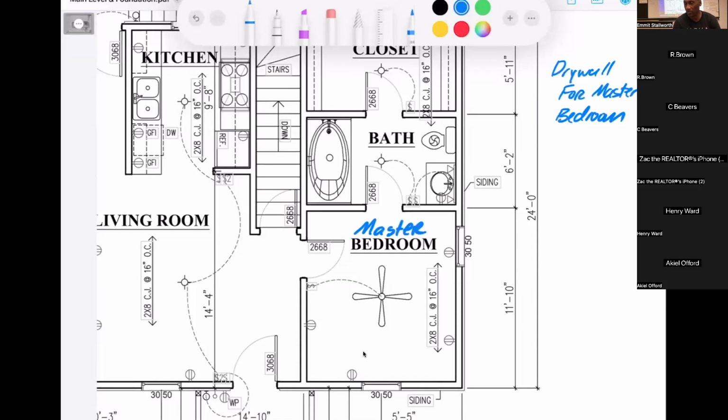Can anybody tell me what we're going to do? Y'all know what drywall is, right? Y'all cool with that? And where does the drywall go? You know all the areas it goes. Walls and ceilings.